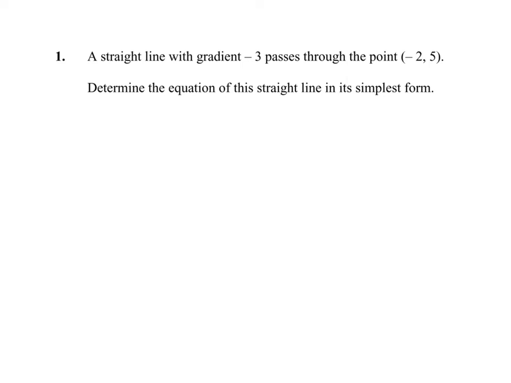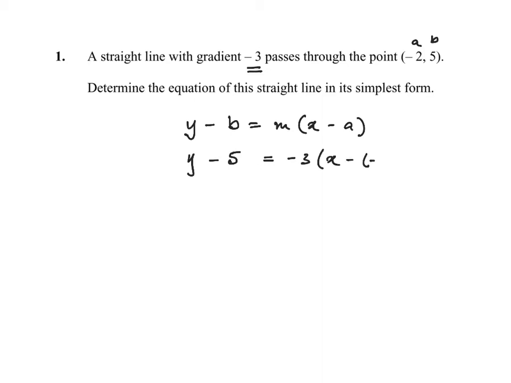The easiest thing to do to work out the equation of the line is use the formula y minus b equals m bracket x minus a. This is the gradient here, and this is the point (a, b). So y minus 5 equals minus 3 bracket x minus minus 2, y minus 5 equals minus 3 bracket x plus 2.